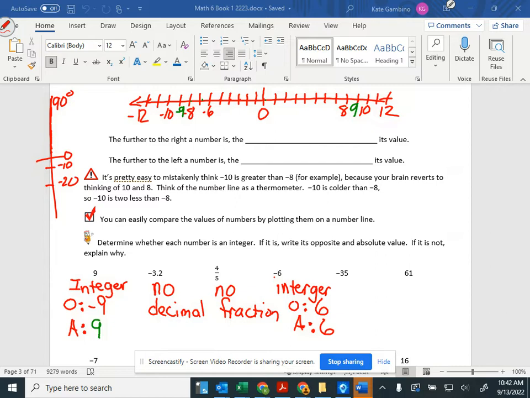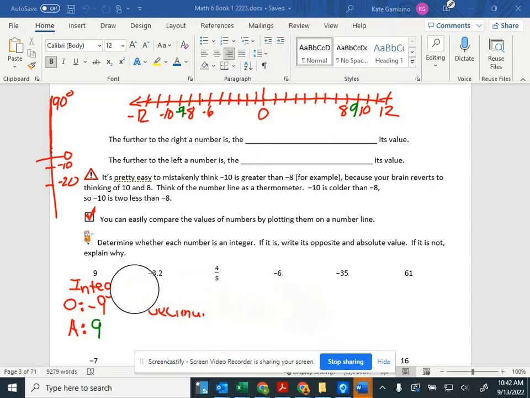Like -35, the opposite would be 35, and then the absolute value would be 35. Yeah. Okay. So your opposite is if it's a negative, you make it a positive. If it's a positive, you make it a negative. The number stays the same. Absolute value, you're taking that negative off. And that's its absolute value. Your number always stays the same. Okay. Let's look at the next page.